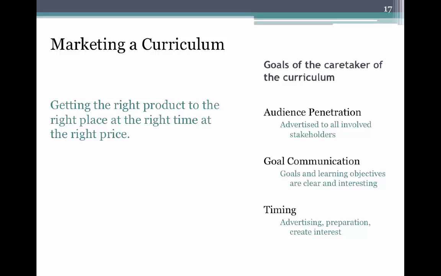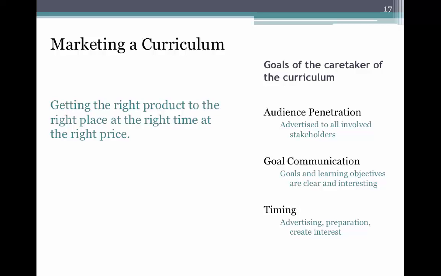Marketing your curriculum involves getting the right product to the right place at the right time at the right price. Coca-Cola is a great example of being able to obtain this optimal marketing mix. Your goal as a caretaker of the curriculum is to ensure that the curriculum reaches the intended audience at the appropriate time with the goals of the curriculum transmitted to the intended learners.